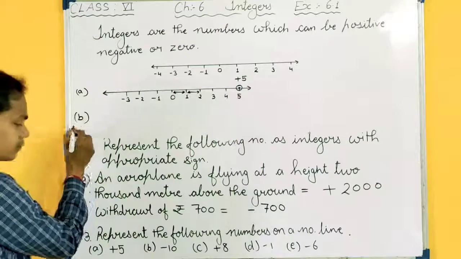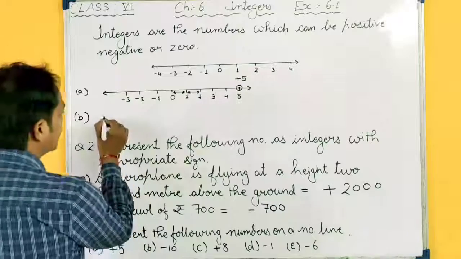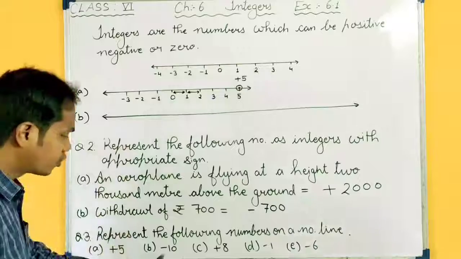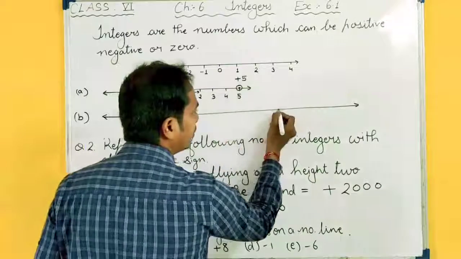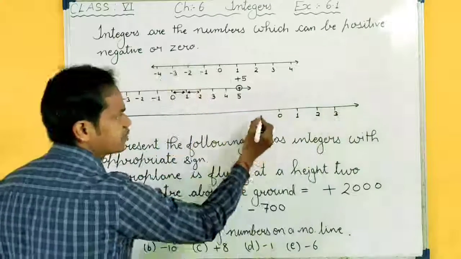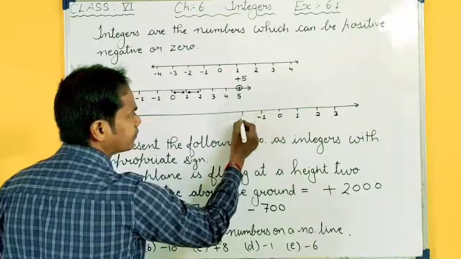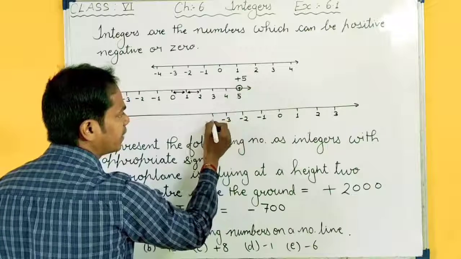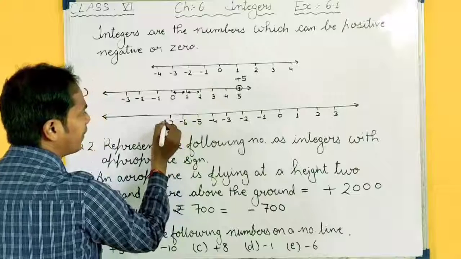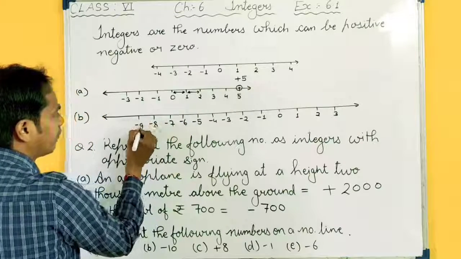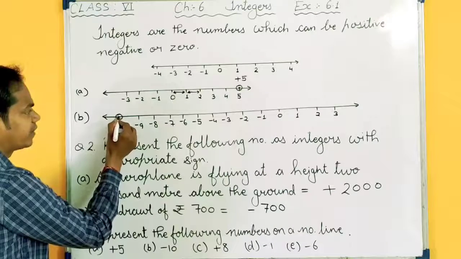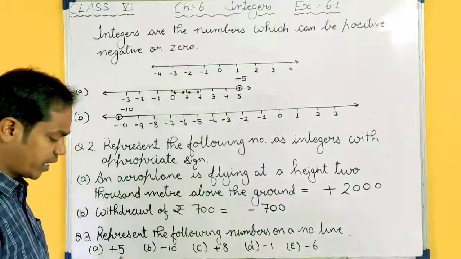Now B part. In B you need minus 10, so you have to draw one big number line. Your left side is negative. So I will write plus 1, plus 2, plus 3, but only this much. Here minus 1, minus 2, minus 3, minus 4, minus 5, minus 6, minus 7, minus 8, minus 9 and minus 10. So minus 10 can be represented like this. This is your minus 10.